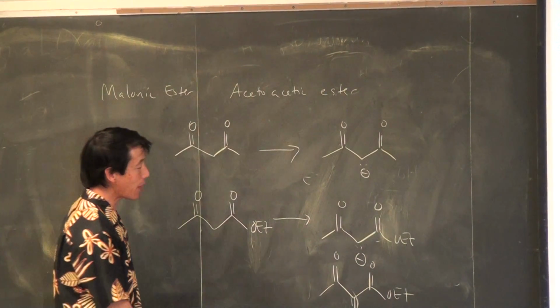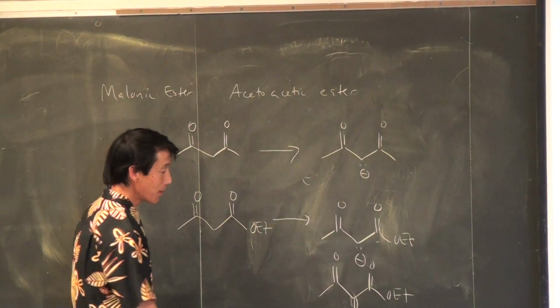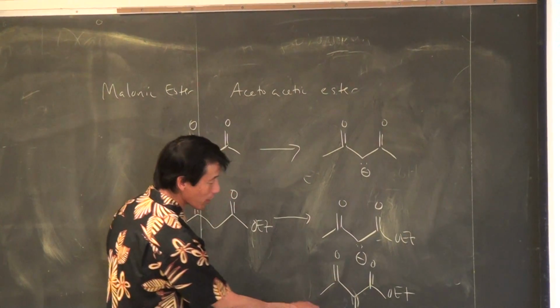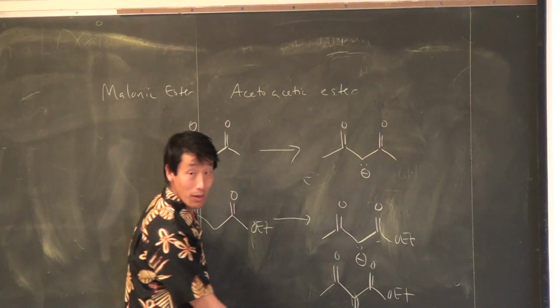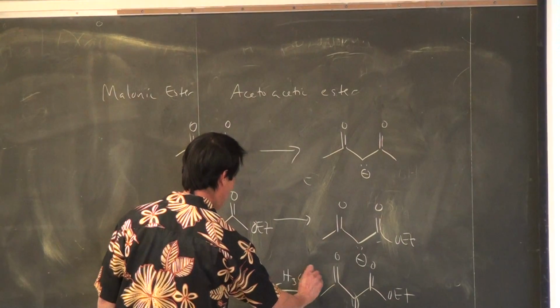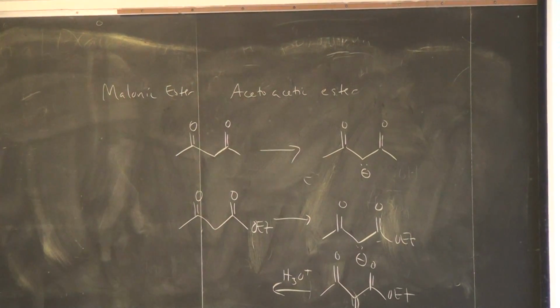But let's say we didn't want this part here. In other words, we wanted this part, but not that part. So from here, what we could do is treat with H3O+. And what happens when we treat that with H3O+?